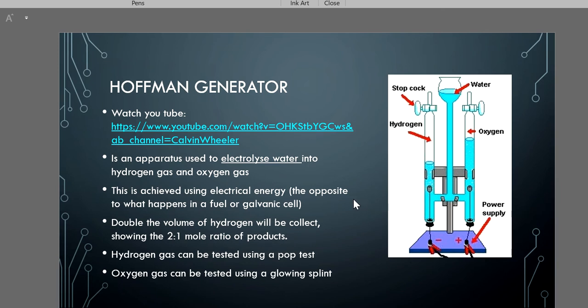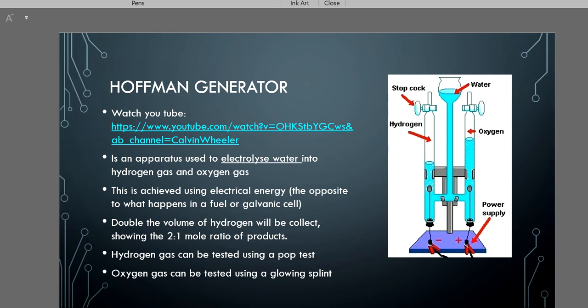We have our anode and our cathode present. We have electrodes, usually of platinum or carbon, within the Hoffman generator itself. And plugged into the electricity over a period of time, we get the water to be electrolyzed and produce hydrogen and oxygen. You can probably see quite clearly here on the diagram that we actually have a lot more hydrogen than oxygen. It's actually double the amount of hydrogen to oxygen, and therefore that means double the amount in mole.